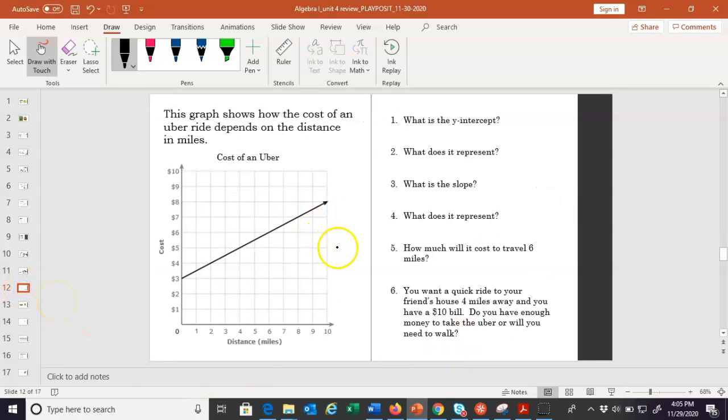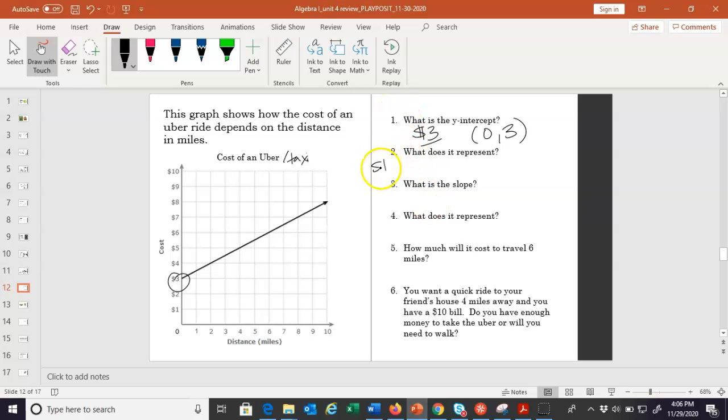Okay, here's our last one. This graph shows how the cost of an Uber ride depends on the distance in miles. And this one makes sense too, right? You would expect the longer you drive in a car, you're going to have to pay that person more, an Uber or a taxi driver, either way. So here our y-intercept is $3. I know we've talked about this, we can write this as an ordered pair, but when you're dealing with real world scenarios too, it just makes more sense to look at it as a single value.